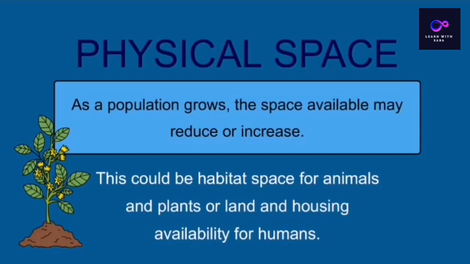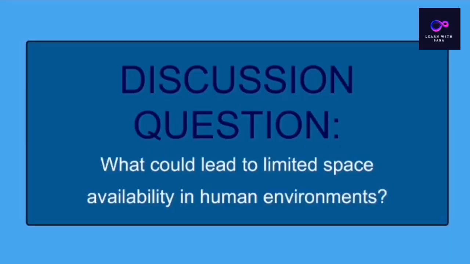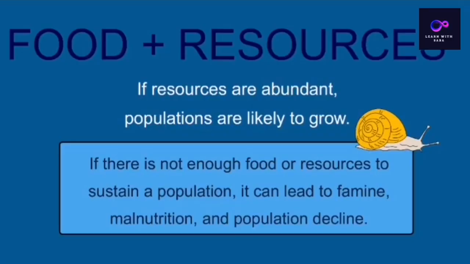Next is the physical space. As a population grows, the space available may reduce or increase. This could be habitat space for animals and plants, or land and housing availability for humans. This is the second one. And the discussion question: what would lead to limited space availability in the human environment?